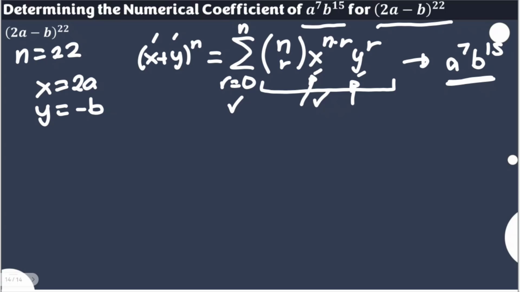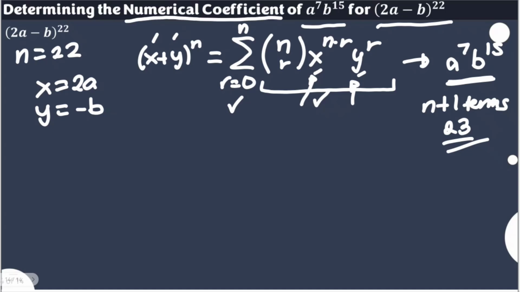By the way, before we forget, if we expand this, we will expect n plus 1 terms, which gives us 22 plus 1, 23 terms. So it would take us a lot of time to find the actual expansion. Since the question is only the numerical coefficient, let's go straight to that. Again, you will have n taken r. Our n is already given as 22, but the r is still unknown. How do we identify the r?